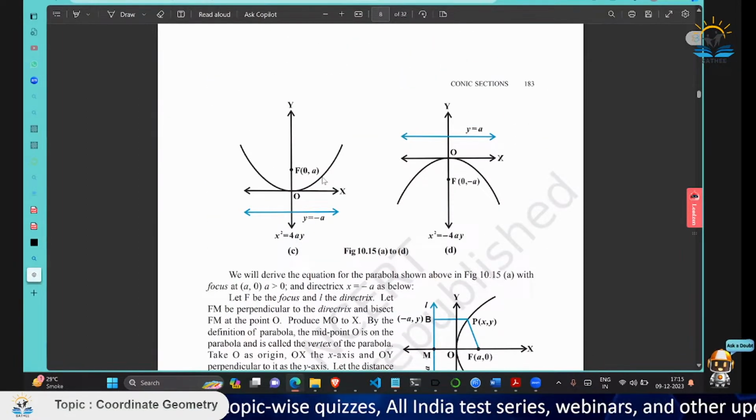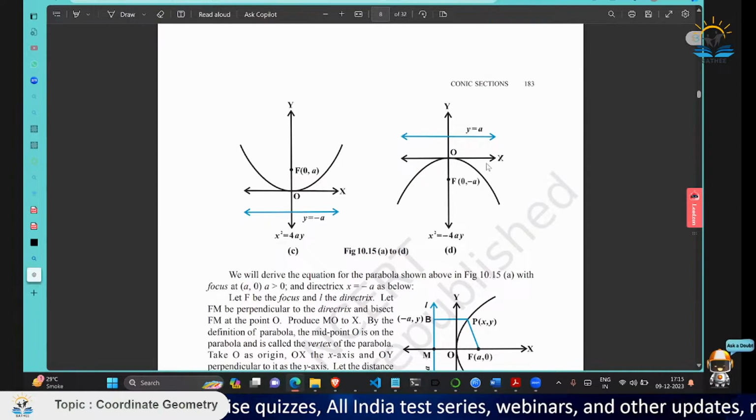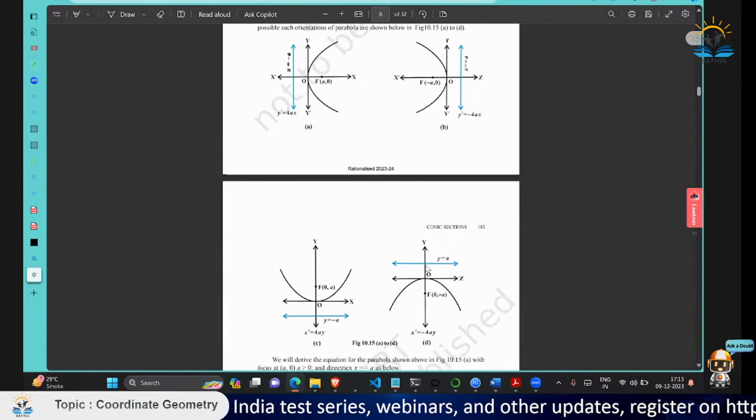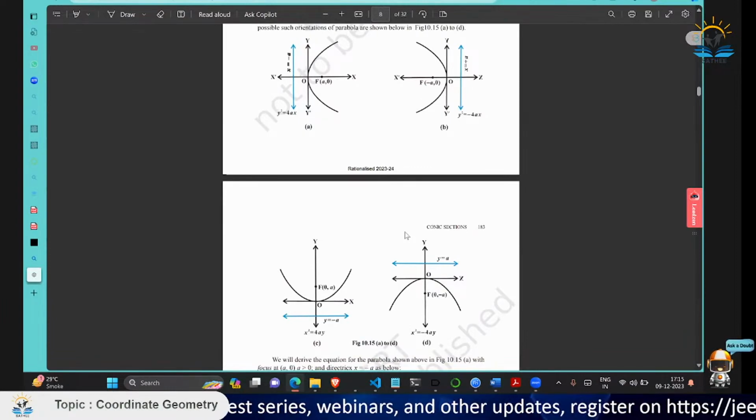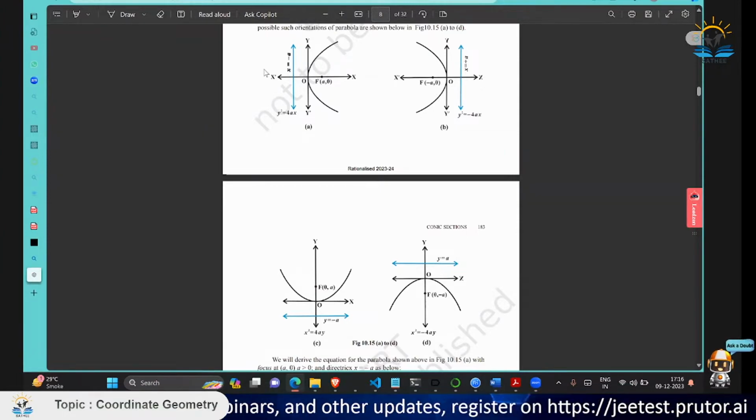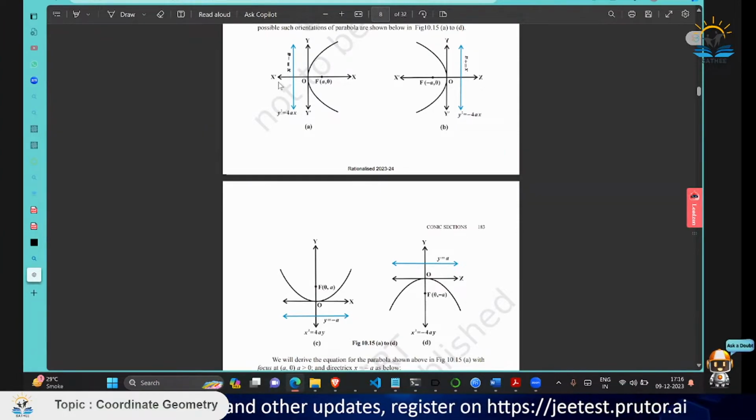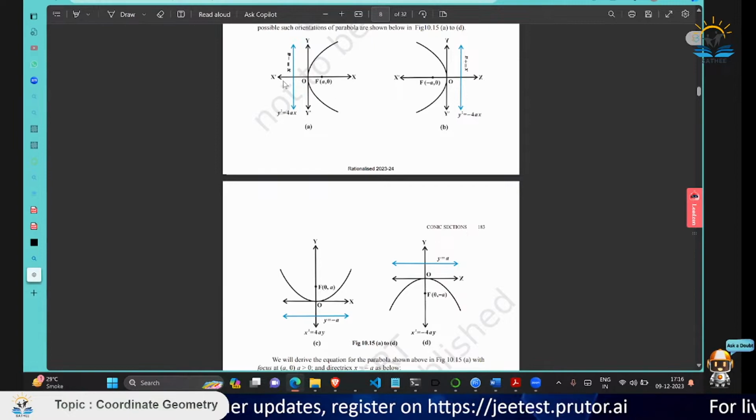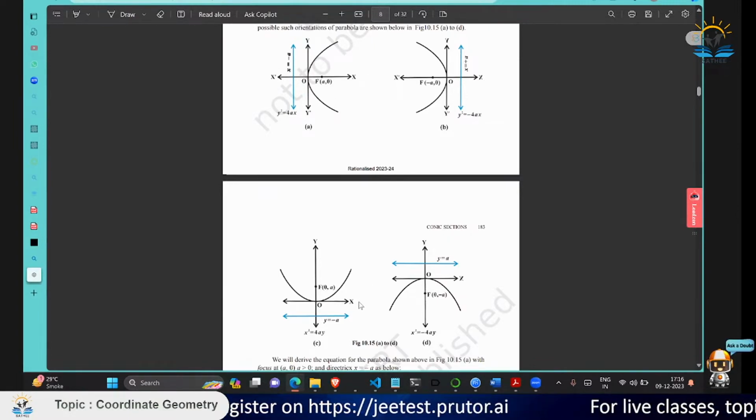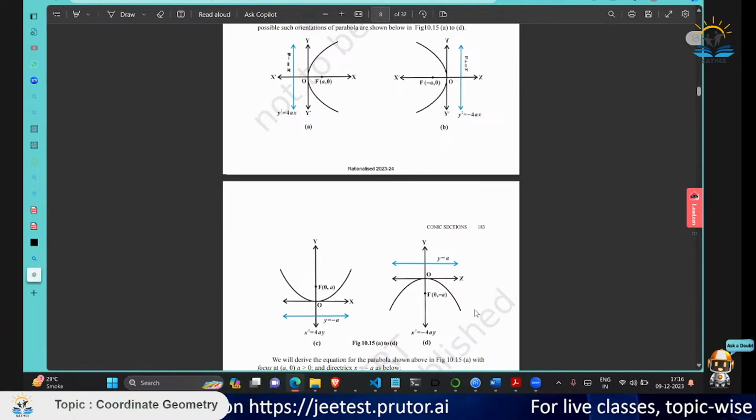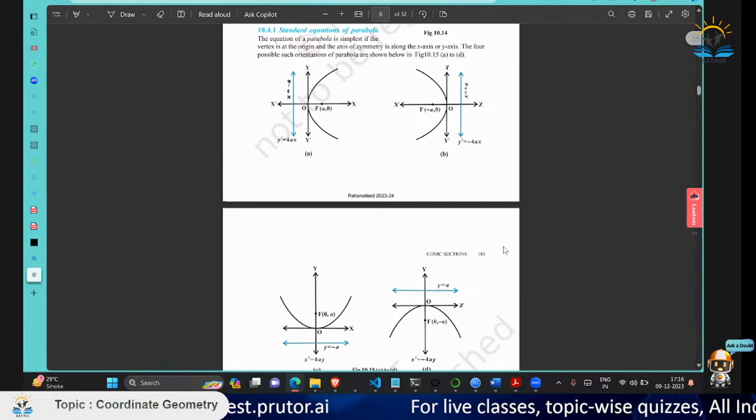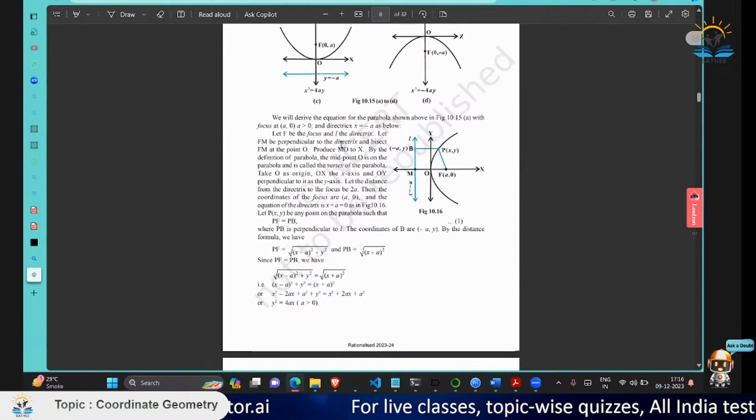Similarly, we can take, okay, there can be four types, my bad. Sorry. There can be these four types. With the axis of the parabola as the x-axis, we can have two parabolas. With the axis of the parabola being the y-axis, we can have another two parabolas. These are basically nothing but the standard parabolas, the basic parabolas.